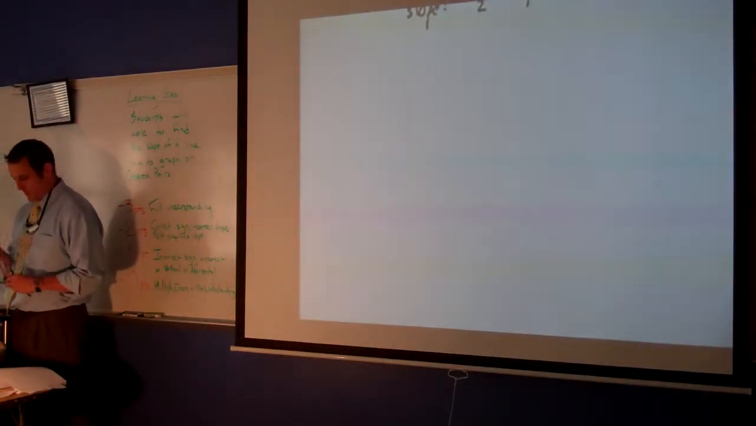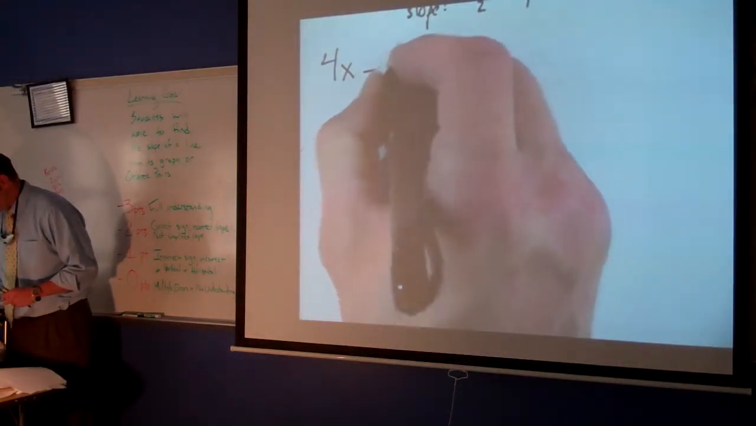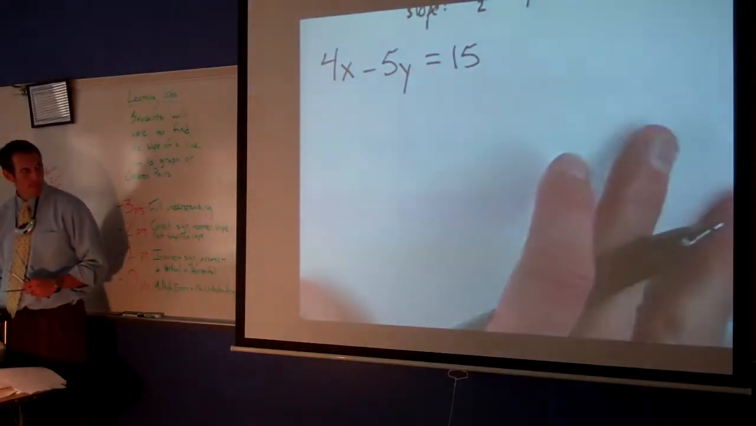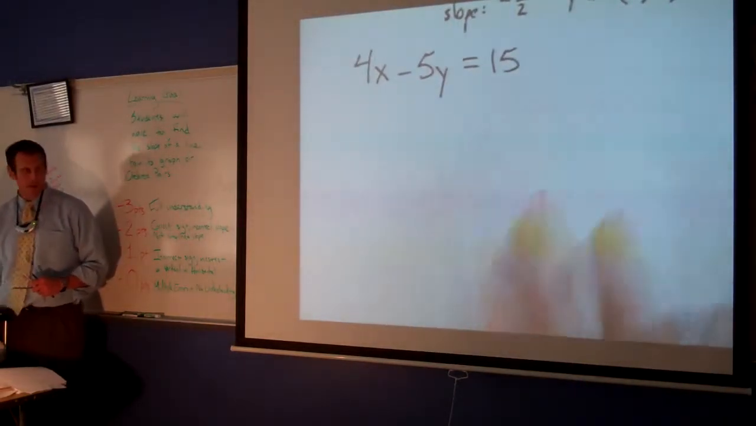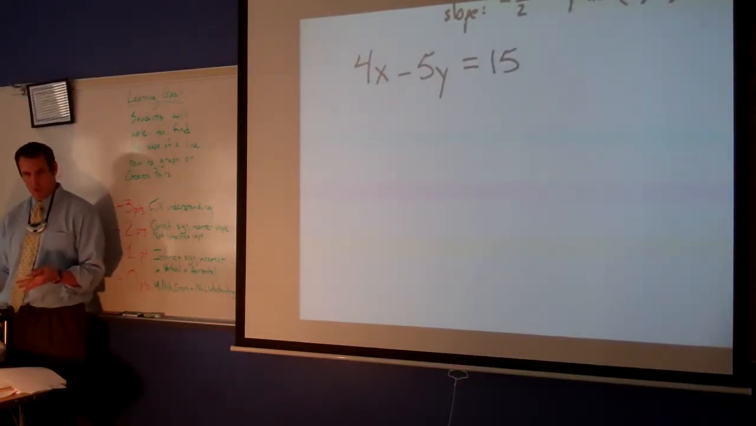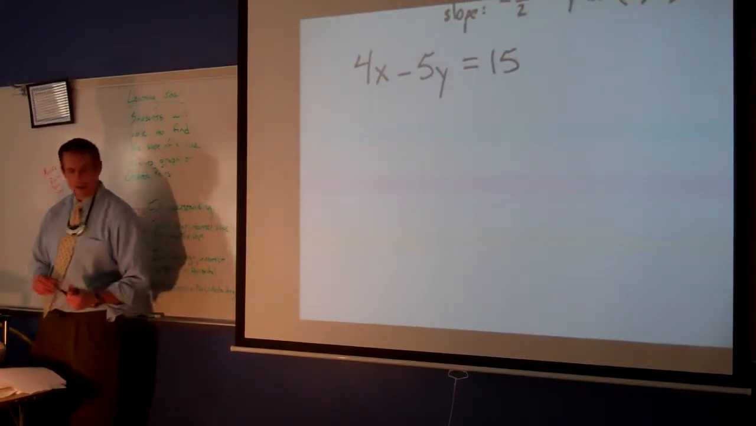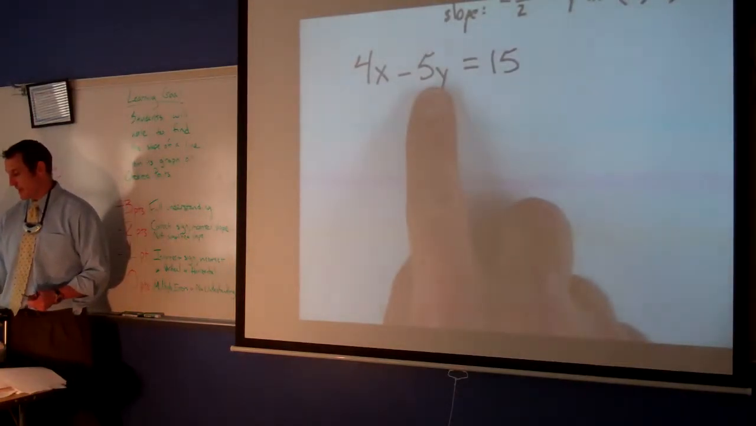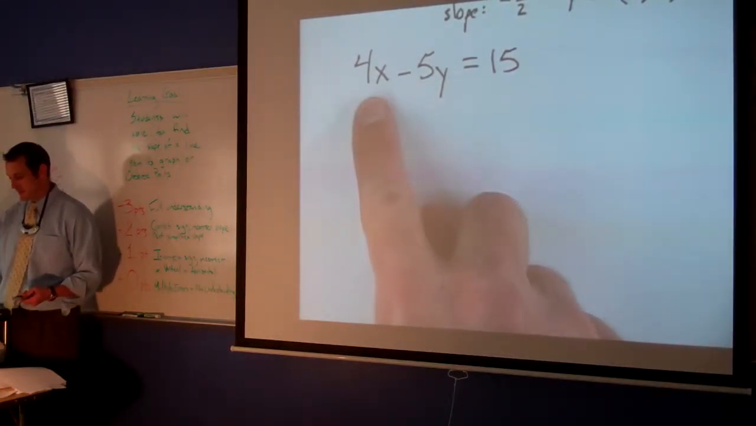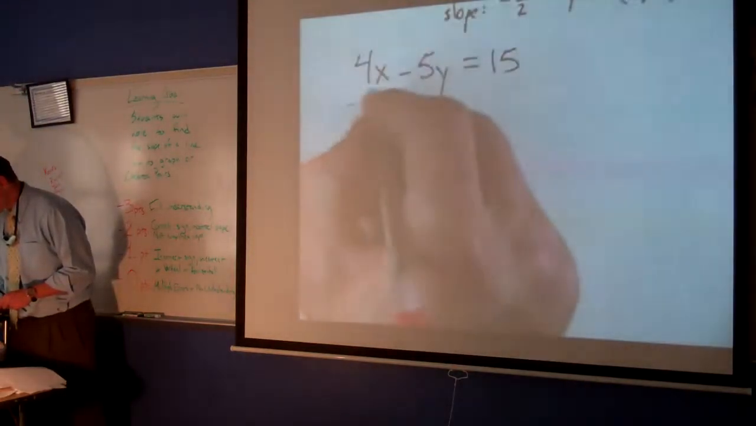If we have the equation 4x minus 5y equals 15, how can we identify the slope? So we can solve this equation for y. And when we solve the equation for y, we need to identify what's happening to it: being multiplied by negative 5, and then there's adding that positive 4x. So we can undo 4x from both sides.